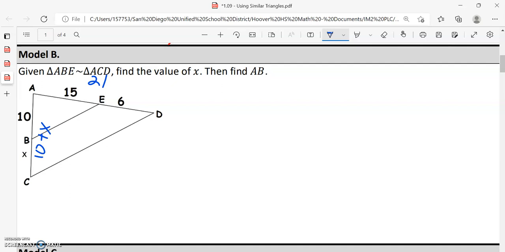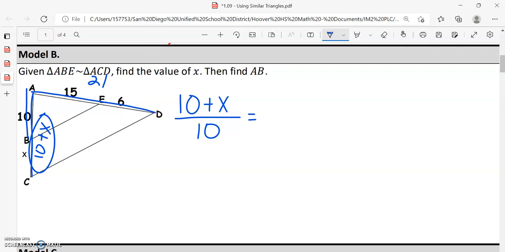So we want to put our variable in the numerator. So we're going to take this guy, 10 plus X. The corresponding side to A to C is going to be A to B, which is simply 10. So 10 plus X over 10 is equal to, so 10 plus X is a long one. So our long one here is all the way to D, which would be 21. And the corresponding side would be our 15. 21 divided by 15 is a decimal, so we're going to leave that alone for now.